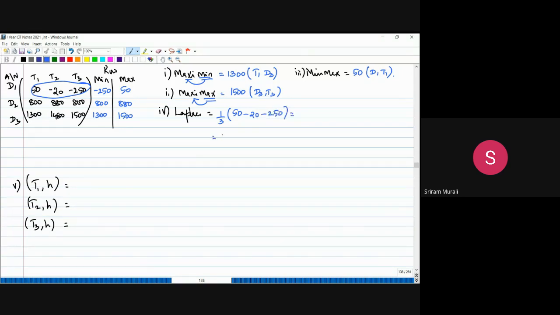The second case is 1 by 3 of 800 plus 880 plus 800. The third case will be 1 by 3 of 1300, 1480, 1500, which is equal to how much? You take that as the answer.